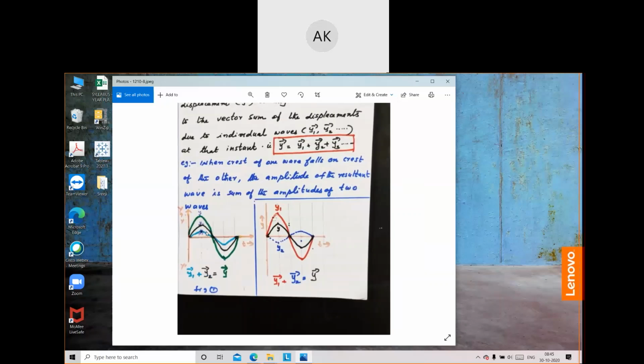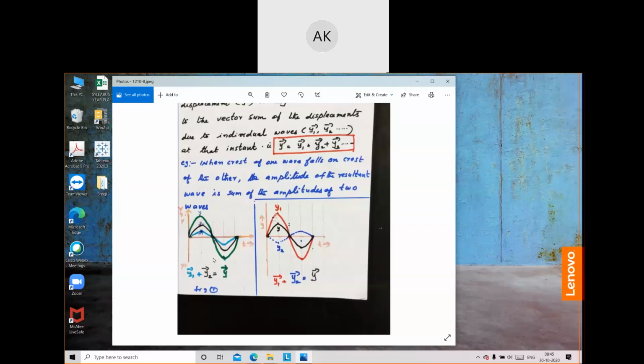y1 is the displacement of one wave. y2 is the displacement of the other wave, the black color one. And when these two crests are superimposing, we get the sum of the displacements. This is the crest of one wave, this is the crest of the second wave, and after superposition, we get maximum displacement, the sum of the displacements of the individual waves. So the displacement of the resultant wave is the vector sum of y1 and y2.